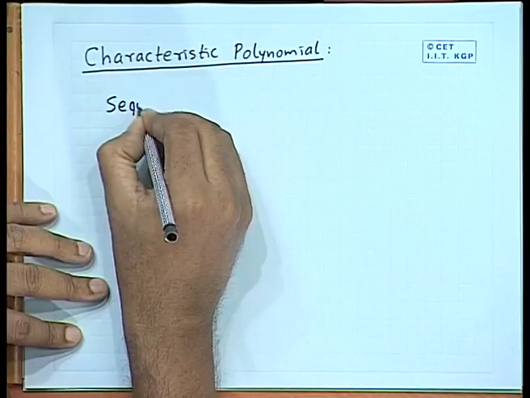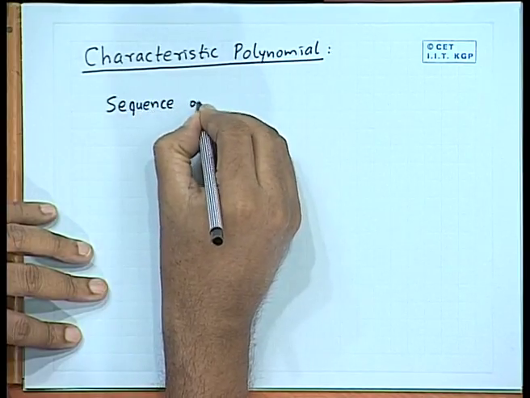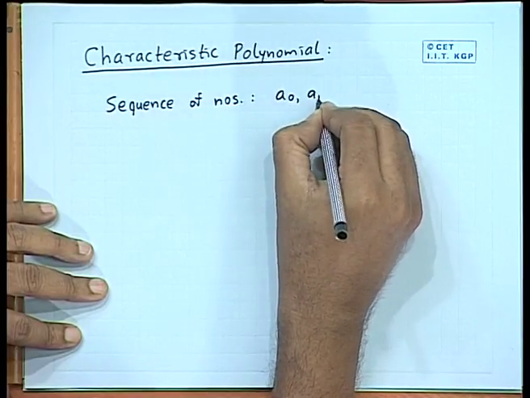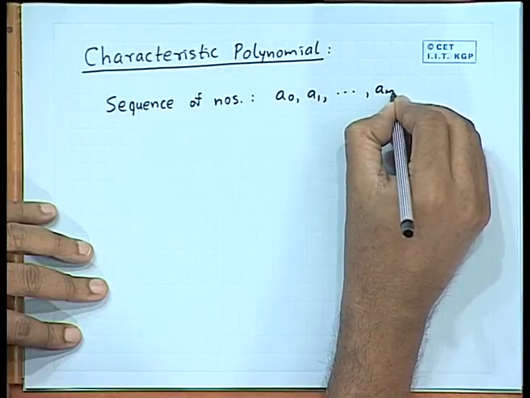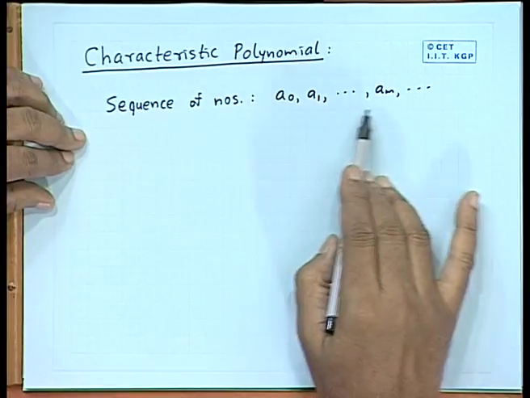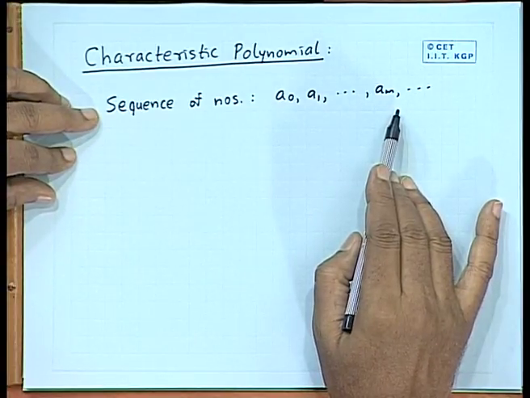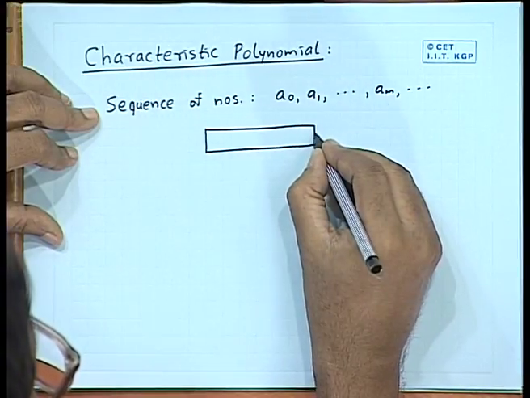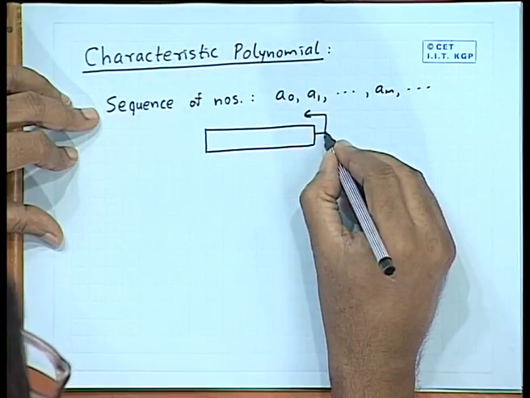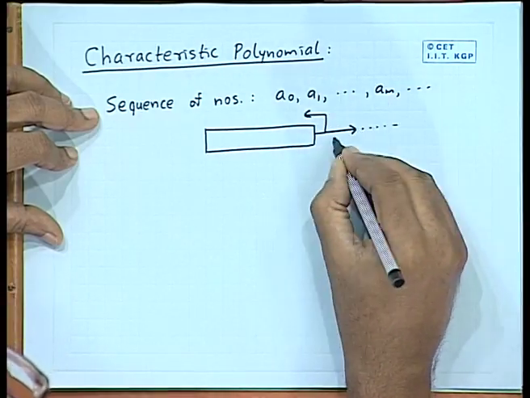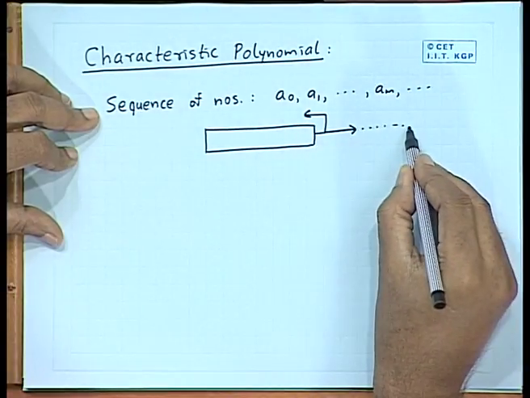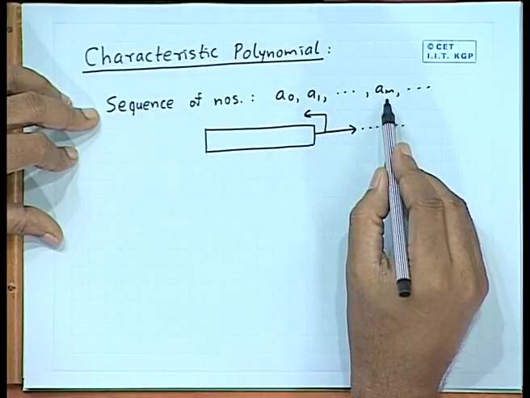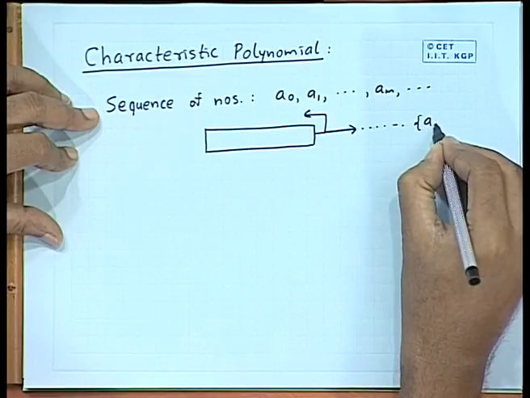We start with a sequence of numbers. Let us call them A0, A1, Am and so on. Now, this sequence of numbers with respect to an LFSR can be treated, for example, if we have an LFSR like this. So, if this is the output which is fed back, I am not showing the whole diagram. So, this output bit will be generating a stream of zeros and ones. So, this output bit pattern can be considered as this sequence A0, A1, A2. These Ai are 0 or 1.